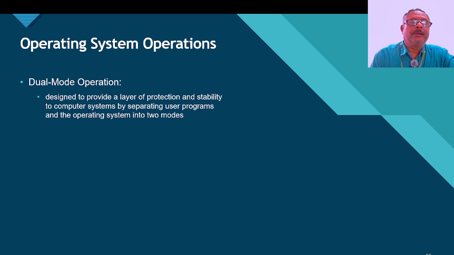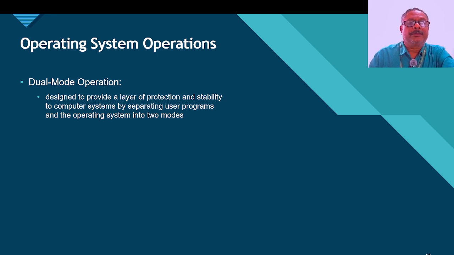So basically, in the modern computing system, the operating system works in dual mode, and the dual mode is basically designed to provide a layer of protection and stability to computer systems by separating the user programs and the operating system into two different modes.